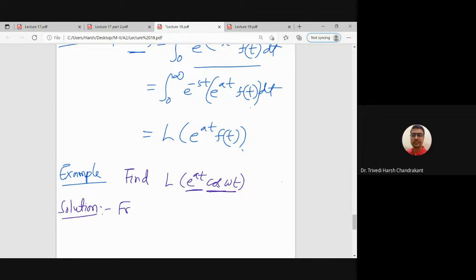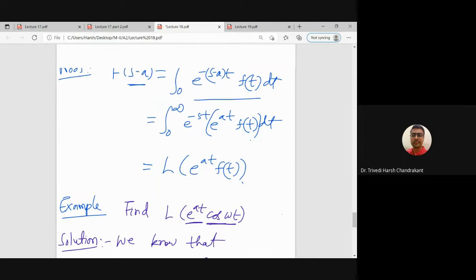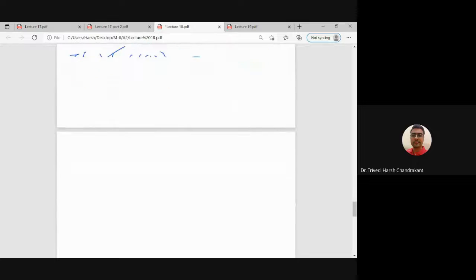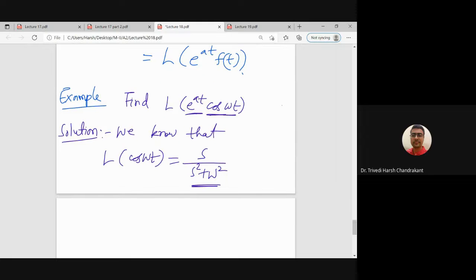So we know that the Laplace transform of cosine wt is s divided by s square plus omega square, right? If you see this formula, what is the Laplace transform of cosine at? That is s divided by s square plus a square. So here a is omega or w. Just substituting a equals w, we get this formula. Okay, and then what is this? This is basically F of s, capital F(s).